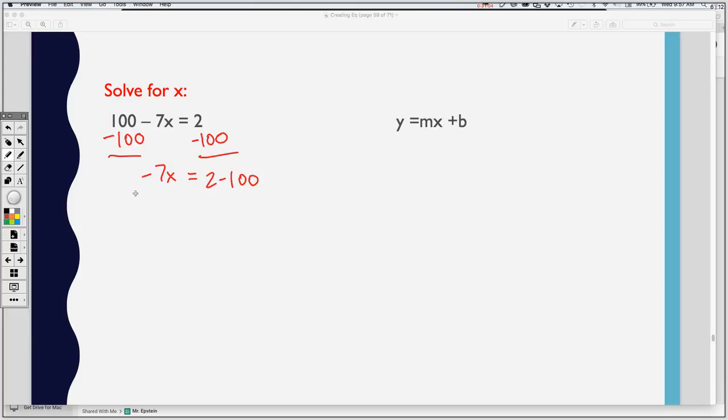Divide it by negative 7. That's what we want to move. So x is equal to 2 minus 100 divided by negative 7. And you could also have done x is equal to 2 over negative 7, minus, or actually plus negative 100 over negative 7.